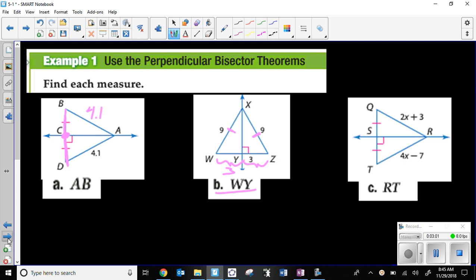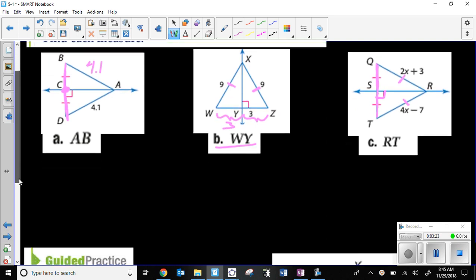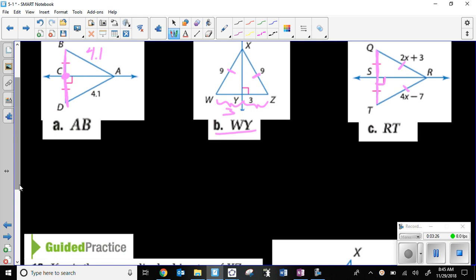And finally, last one, letter C. Again, determine whether RS is a perpendicular bisector. It is. We have a right angle, and we have two congruent segments. So therefore, this one should be congruent to that one. And if they're congruent, to form our equation, we should get 2x plus 3 equal to 4x minus 7.